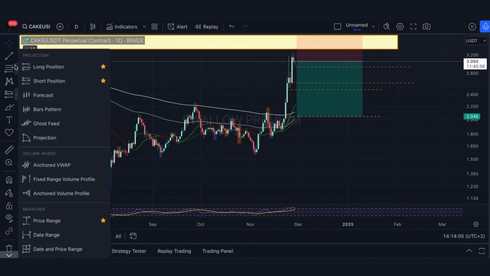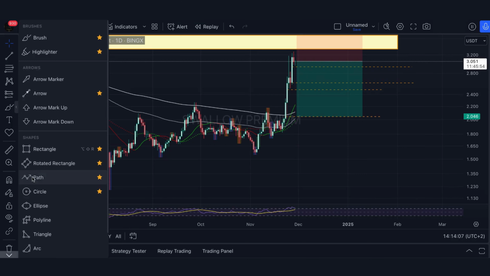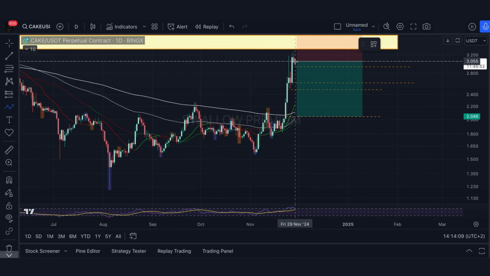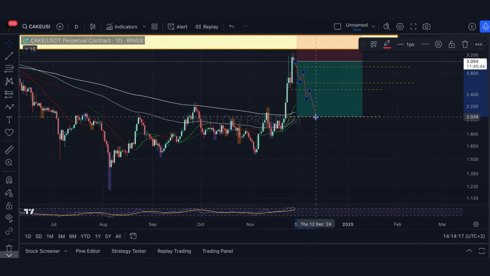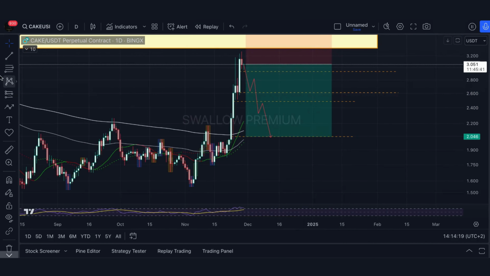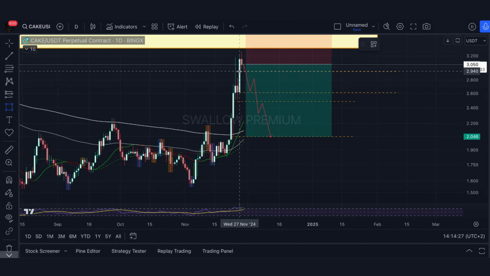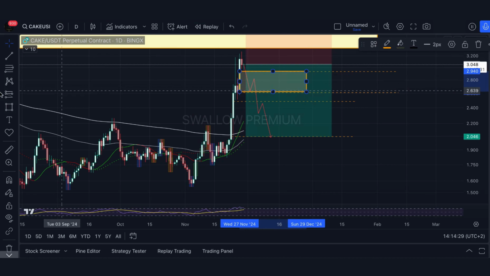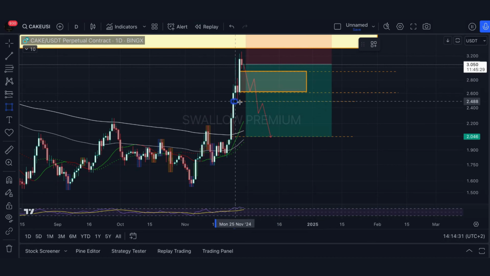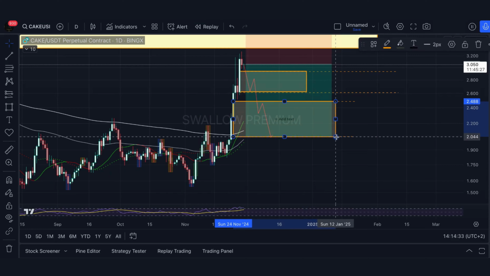So let's take the path. So two possible scenarios here. Either we see a straight movement to fill this imbalance zone, the first one and the second one as well, resulting in maybe a nice 30% market price movement. So the first imbalance zone, just to get everything straight here, is this zone here, and the second one is this huge gap here as well.